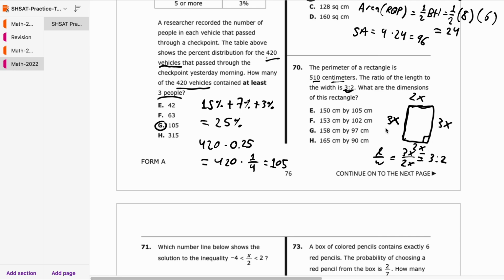And now we can actually solve for x. We know that the perimeter of the rectangle is 510. So the perimeter is going to be 3x plus 2x plus 3x plus 2x, right? I'm just adding up the length and width 2 times. This is equal to 510. So now if we look at our left-hand side, the coefficient of the x added up would be 10. Okay, and then x would be 51.